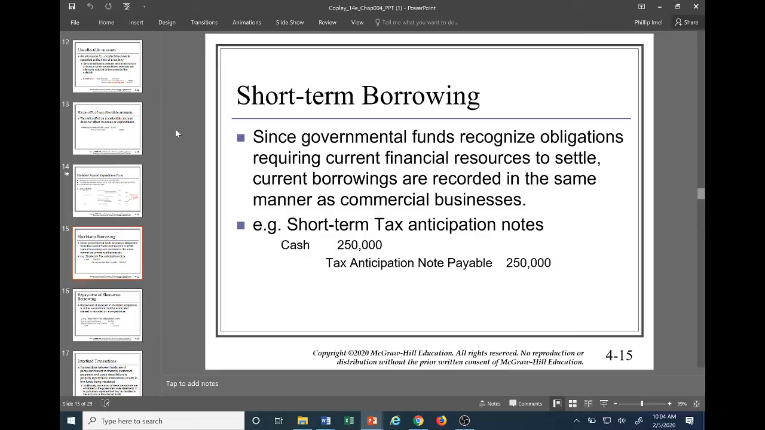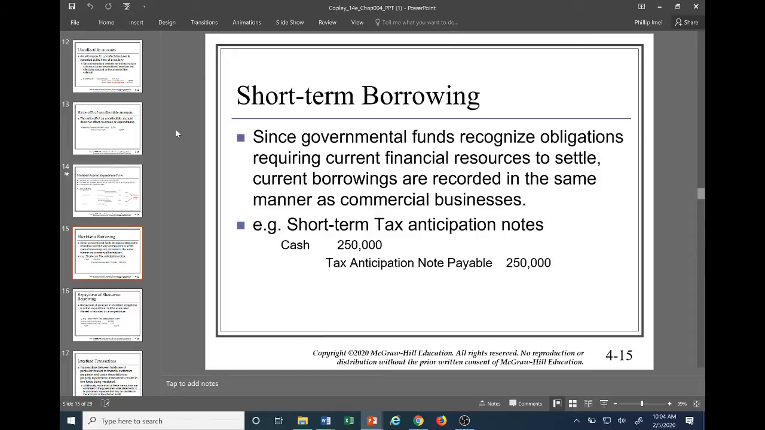Okay, short-term borrowing. So a lot of times governments will have payrolls and just current expenditures or current expenses that are due, but they're a little short on cash, right? Because maybe they haven't collected all the property taxes that they've levied, or whatever it might be. They just have a little bit of shortfall on some cash flows.